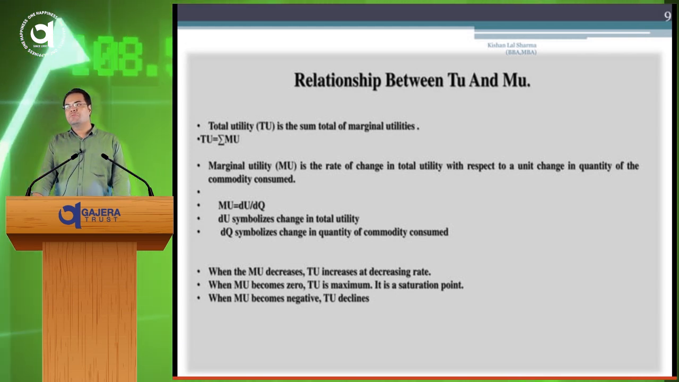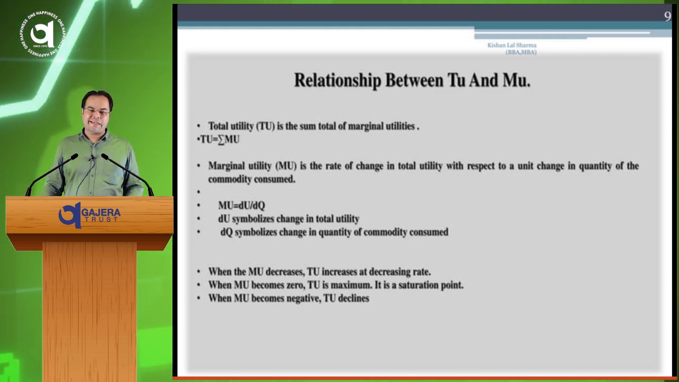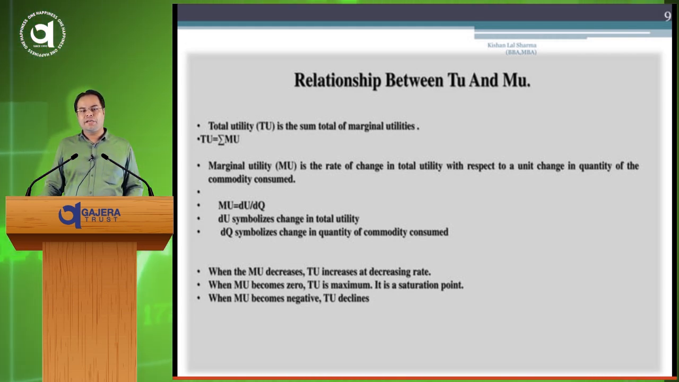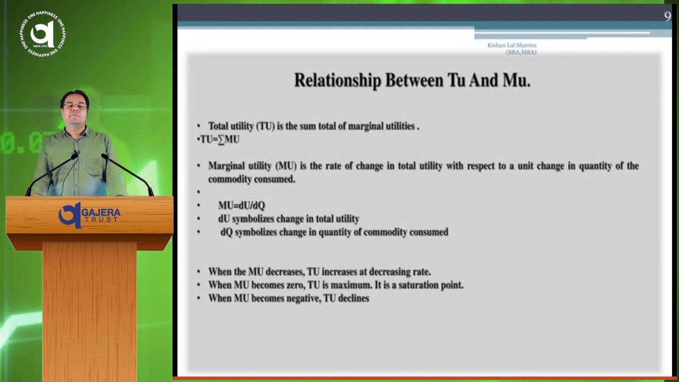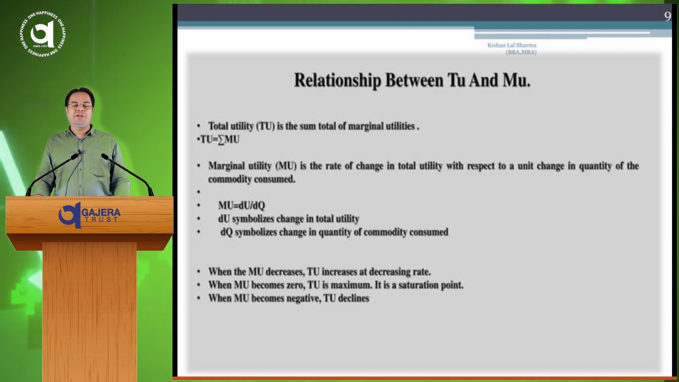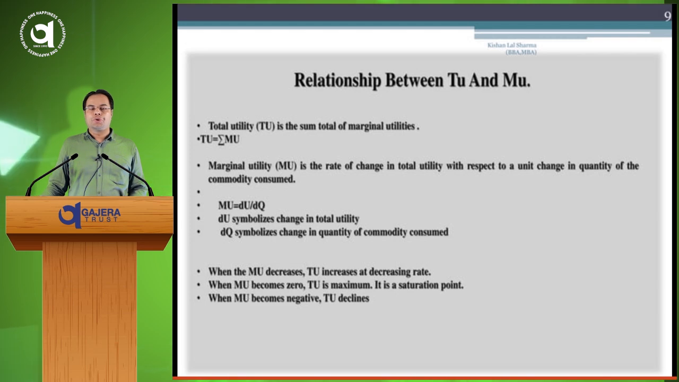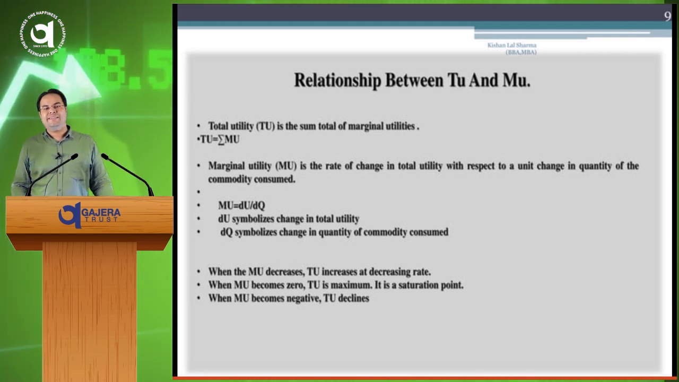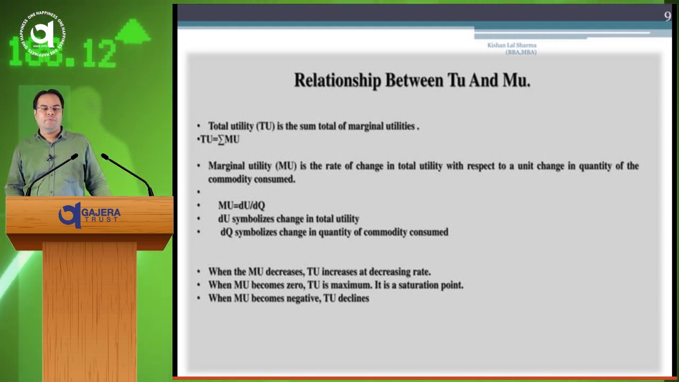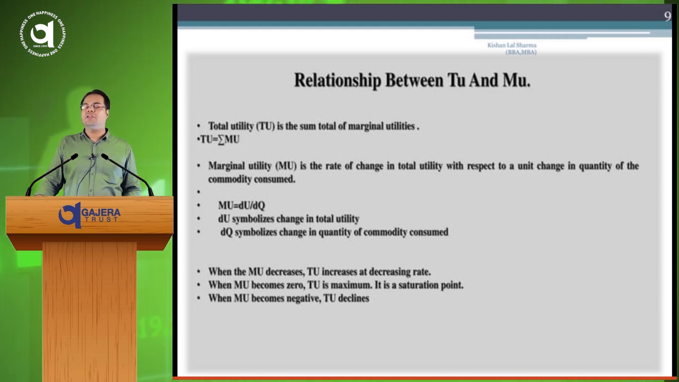So there are some assumptions derived from this. When marginal utility decreases, total utility increases at a decreasing rate. Okay, marginal utility will decrease but total utility will increase, though at a decreasing rate, right? When marginal utility becomes 0, total utility is maximum. When you get total satisfaction, marginal utility is 0, so total utility will be maximum. It is a saturation point, the consumer has felt satisfaction, now consumer equilibrium has been attained, right? So when MU becomes negative, TU declines, which means when marginal utility is negative, the total utility will decline.